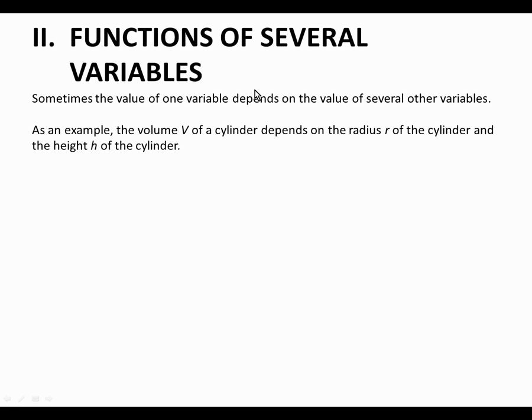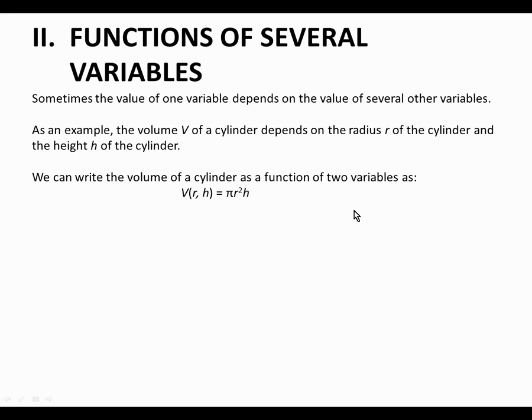As an example, the volume V of a cylinder depends on the radius R of the cylinder and the height of the cylinder. Okay, in case you're wondering, a cylinder is a tin can. So we can write the volume of a cylinder as a function of 2 variables. It's a function of R and H. So V of R, H is equal to pi R squared H.